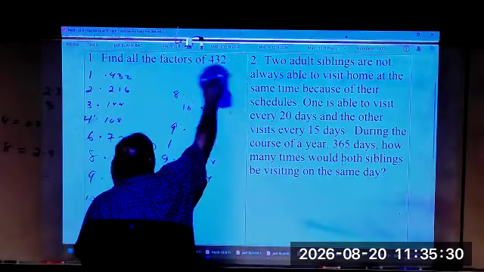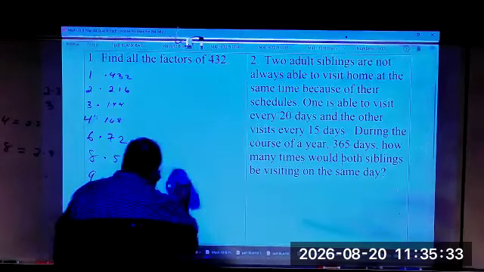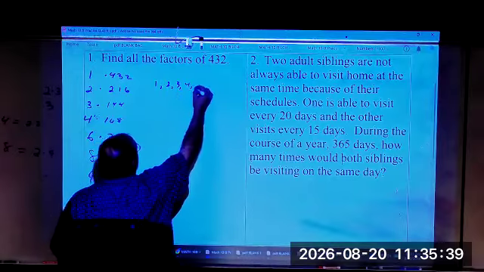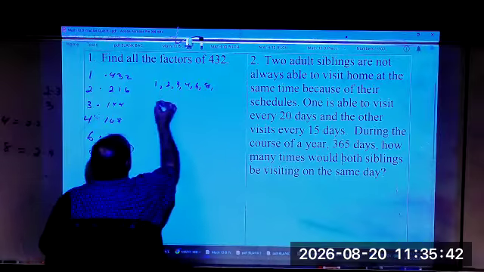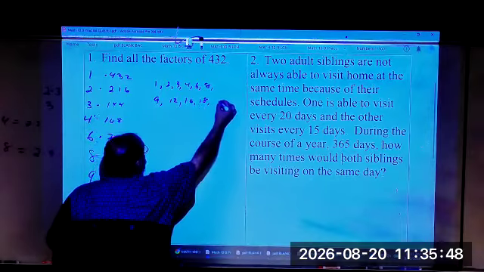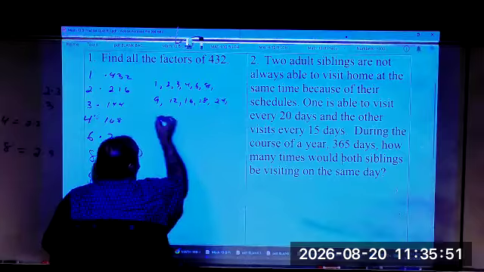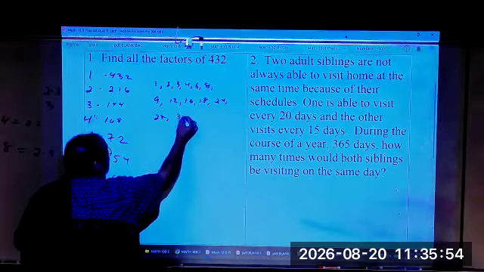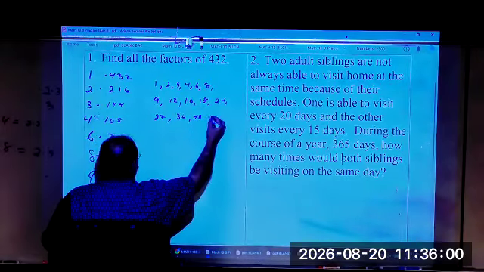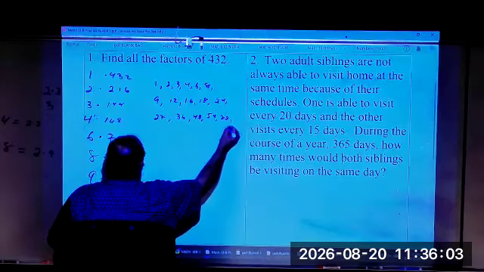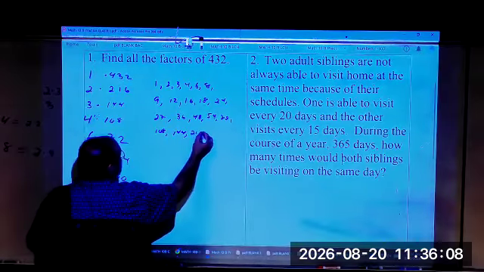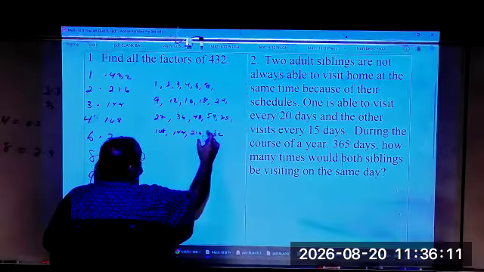So then, when we list the answers, just be neat. You go 1 and 2 and 3 and 4 and 6 and 8 and 9 and 12 and 16 and 18 and 24 and 27 and 36, 48, 54, 72, 108, 144, 216, and 432.